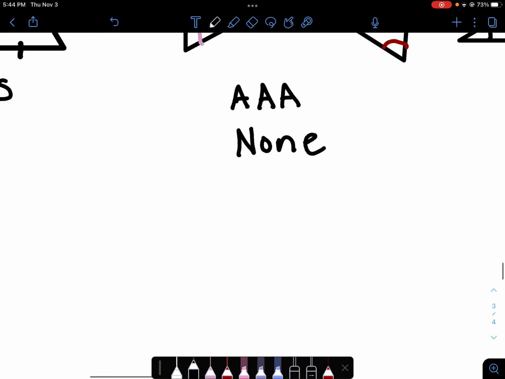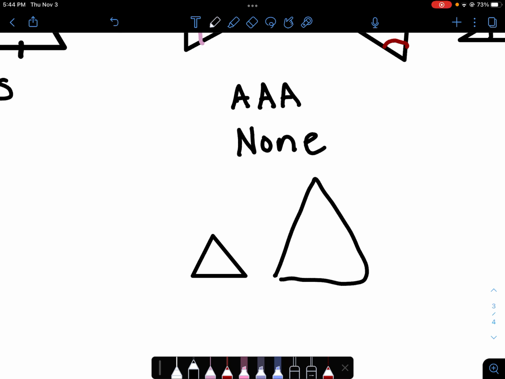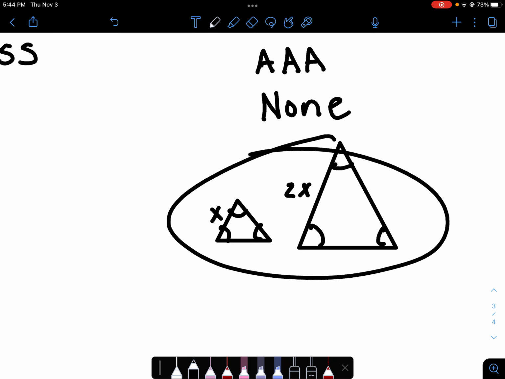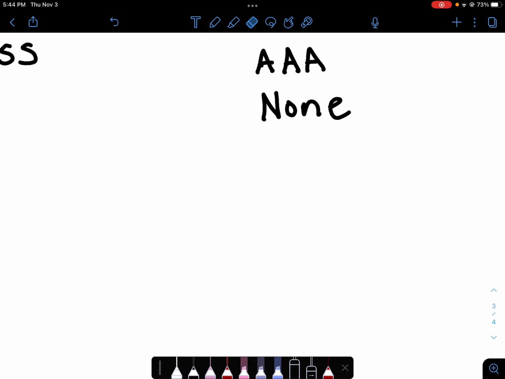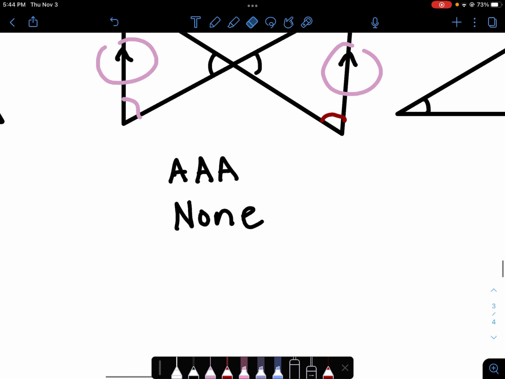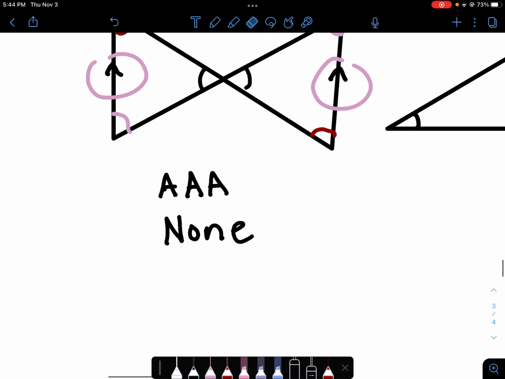Because of something called similar triangles, where it is the same shape, but it's not the same size. So each side is in proportion. That's like 2x, that would be x. These sides are in proportion, the proportion is 2 to 1, or 1 to 2, depending on how you look at it. And that's only if the angles are congruent. But since only the angles are congruent and none of the sides are, it's just angle, angle, angle, and there is no congruency rule.